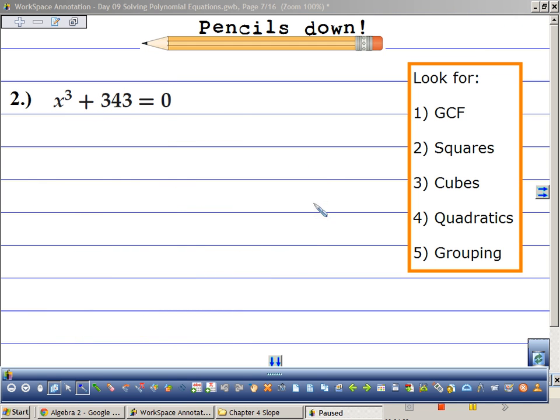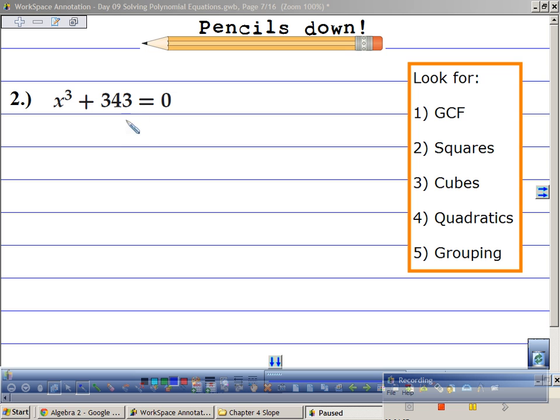So let's look at this one. GCF, squares, cubes. Yeah. Cubes go up pretty quickly. So what do you think this cube is going to be? Go through them in your head. What's 2 cubed? 8. And 3 cubed? And 4 cubed? And 5 cubed?